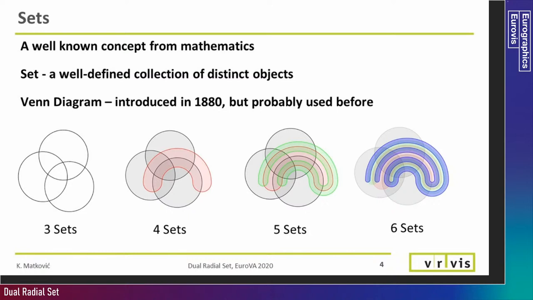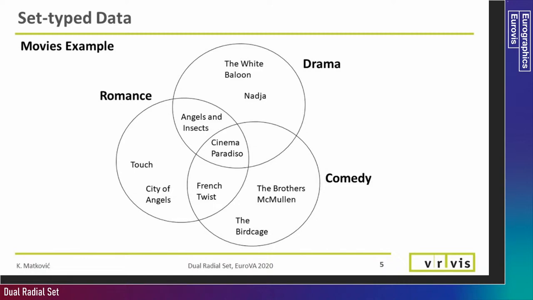We will use a movie data set in this example. It's just a collection of 1,000-something movies, and for every movie we can put them in various genres. Here I just put three of them: drama, comedy, and romance.